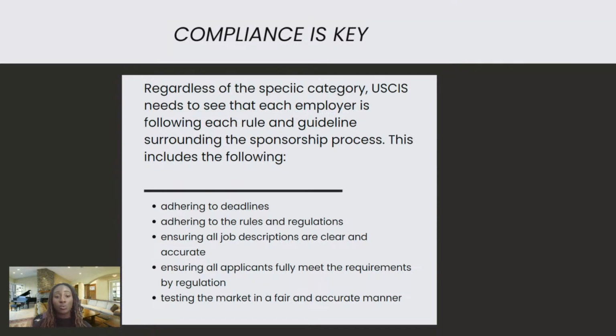Specifically, what USCIS wants to see is that you're adhering to deadlines, you're adhering to the rules and regulations for the specific visa category or employment-based green card. They want to see that all the job descriptions are clear and accurate. They want to see that you're ensuring that all applicants fully meet the requirements by regulation, and we'll talk about the timing of that as well. And that you're testing the market in a fair and accurate manner. And that's for anyone who's engaging in an employment-based green card process, because testing the market is a required aspect of that.